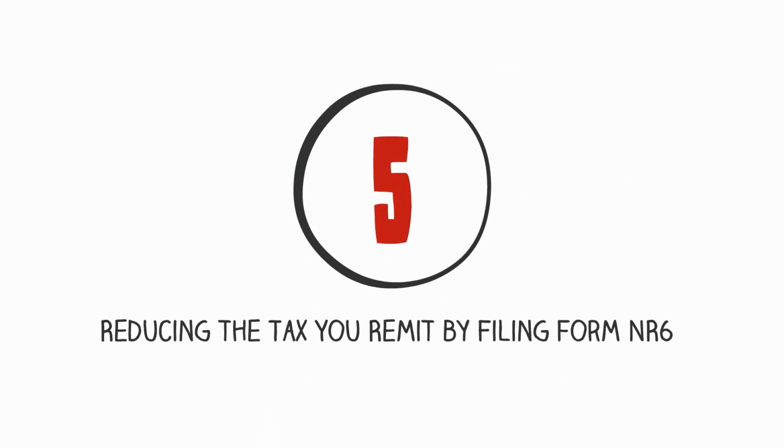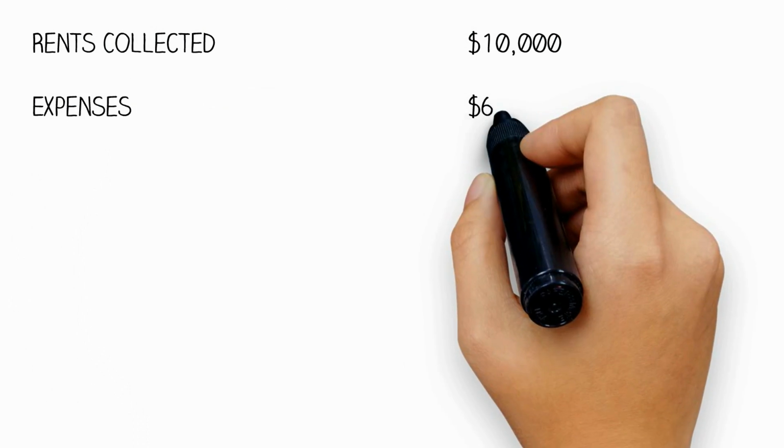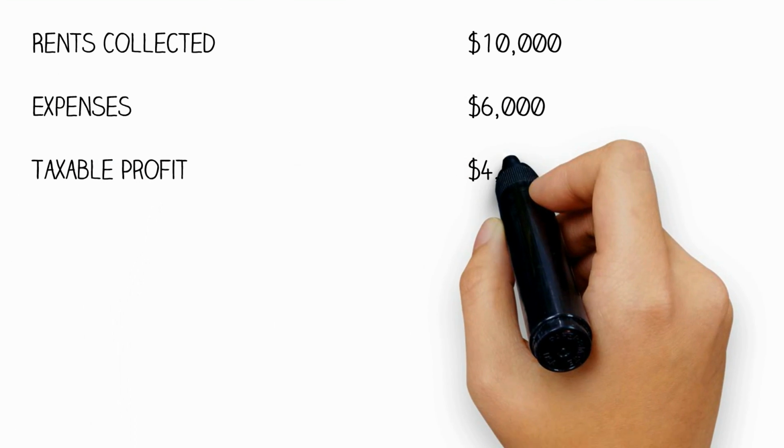Number 5, reducing the tax you remit by filing Form NR6. The NR6 reports the estimated monthly amount of gross rental income and expenses you expect to incur during the year. If approved by the CRA, you can remit the non-resident tax at 25% of the net rental income instead of the gross amount. For example, assume that the gross rent collected for the year is $10,000 and expenses incurred are $6,000, leaving a profit of $4,000.